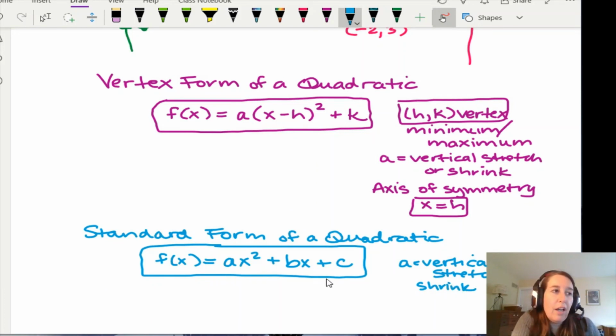But hopefully you can see h and k, the vertex, is not easily seen in this equation. The b is just a coefficient of x, which affects the equation. The c is the constant, but it is also the y-intercept of a quadratic because it happens when x is equal to 0.